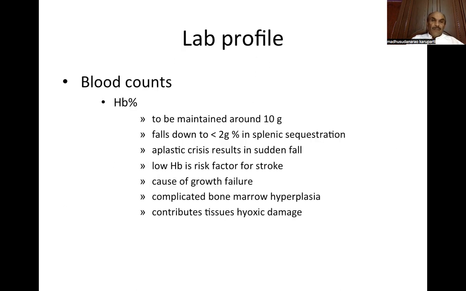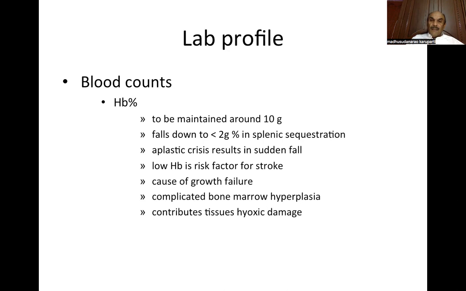What is the significance of taking hemoglobin? Hemoglobin should be checked to confirm presence of anemia and should be maintained around 10 grams per cent in order to avoid some of the complications associated with sickle cell disease. It falls down below 2 grams per cent in splenic sequestration.